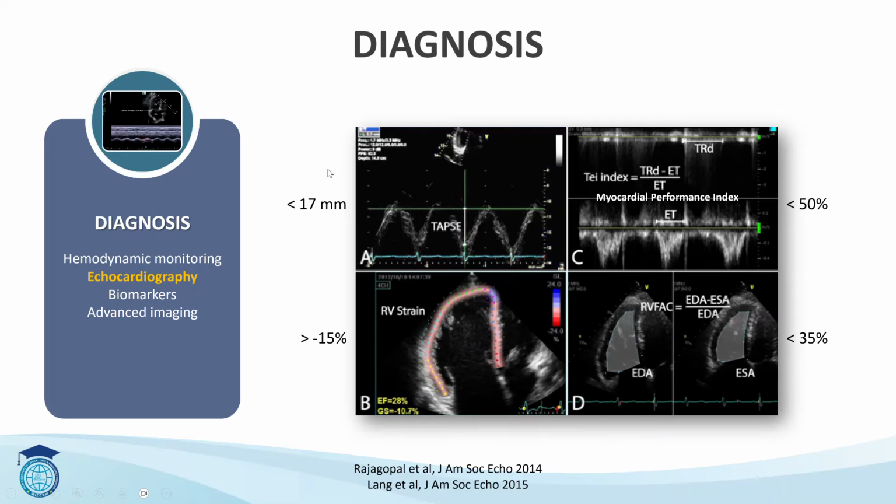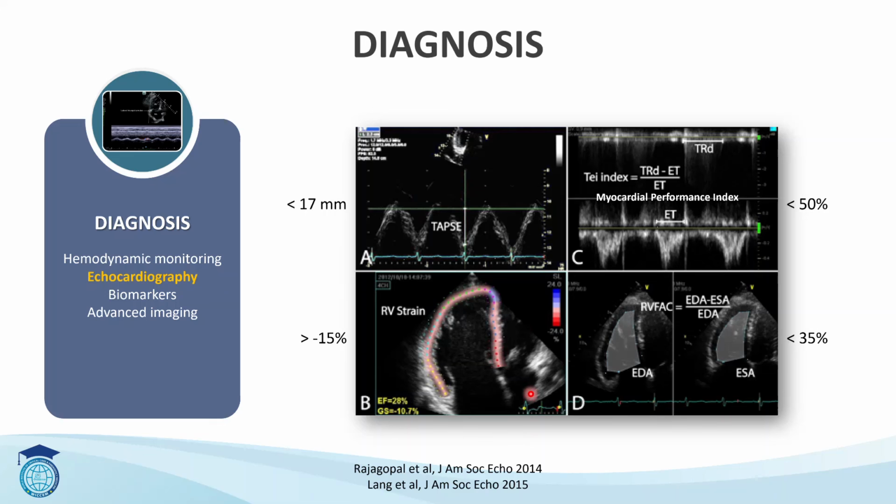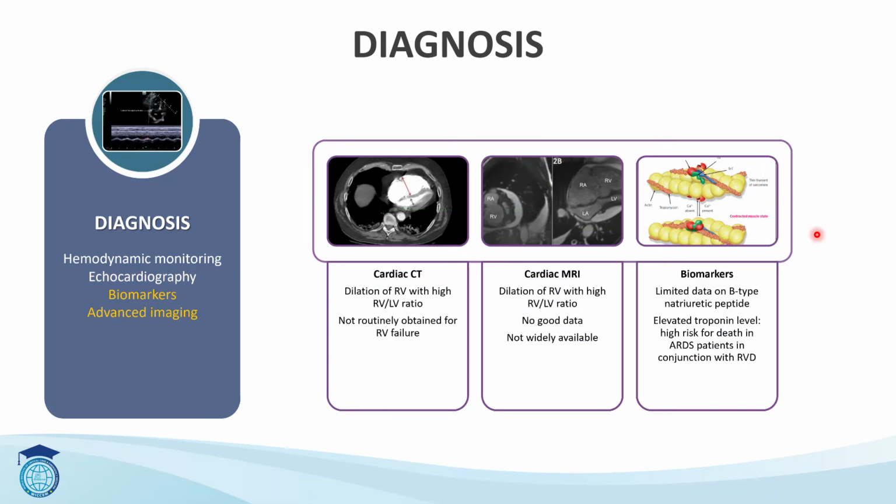In addition to TAPSE, the RV strain and the RV fractional area change, you can do myocardial performance index, which is the relationship between the isovolumetric contraction time in addition to the isovolumetric relaxation time divided by the ejection time, and if that ratio is less than 50%, it will indicate that the RV is dysfunctional.